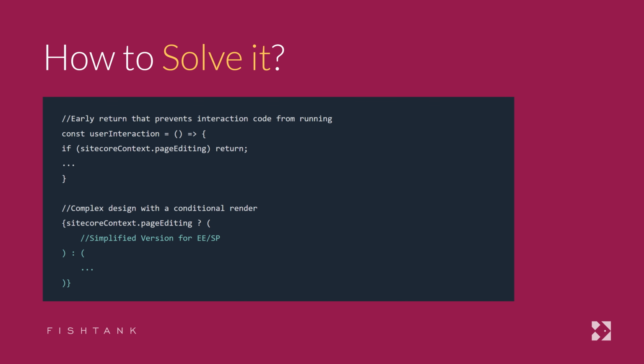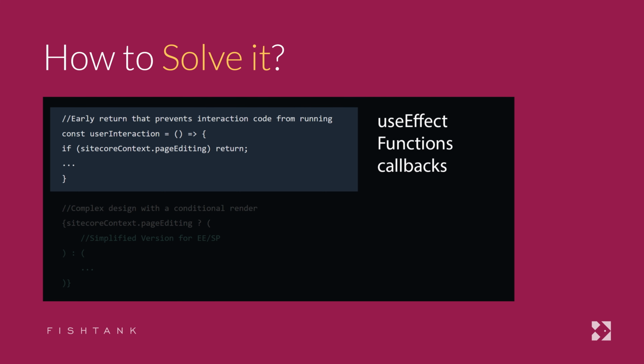So how do you solve this? Well, one of the main things is you want to add early returns anywhere inside your calls. If you're making a useEffect call or a function or a callback, you can add an if Sitecore context pageEditing value check and just do an early return. This stops the code from running if the user is in editing mode. This will stop any API calls from running or anything like that, and can really help clean up the number of errors that happen on the Sitecore Pages side.